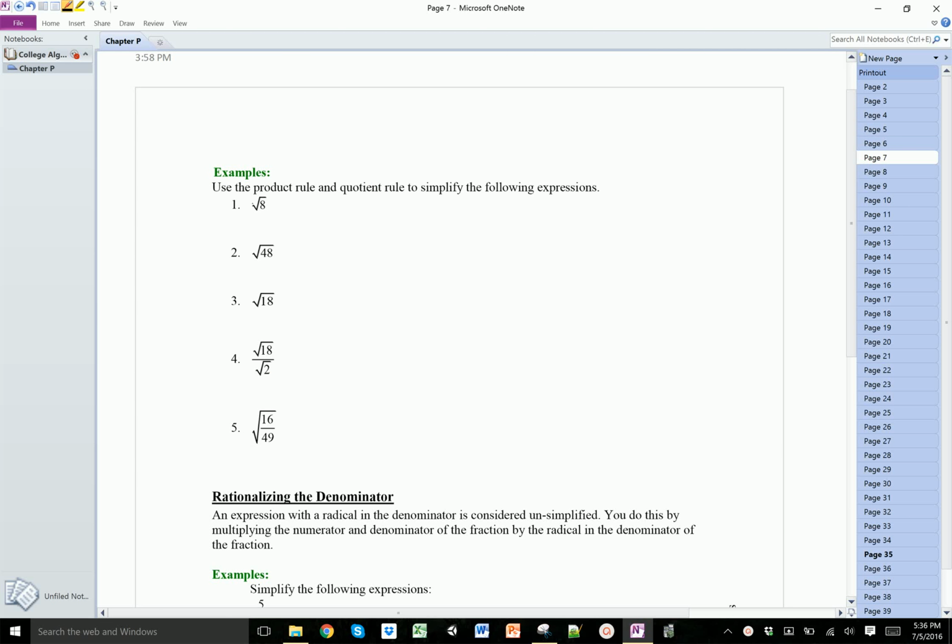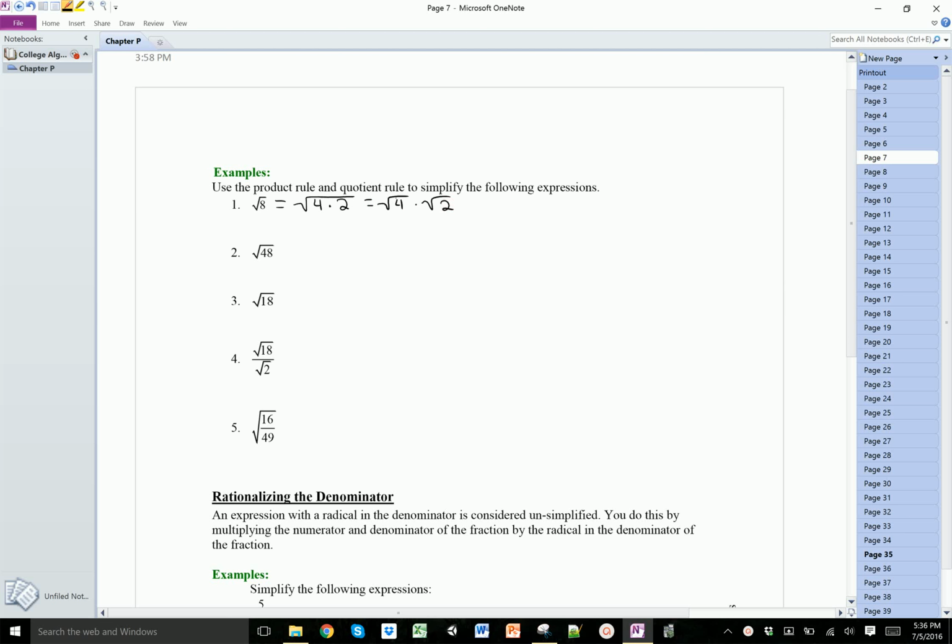If I want to simplify the square root of 8, the first thing I want to do is think of any perfect square factors that 8 is divisible by. So if you look at the list that I previously showed you, 8 is divisible by 4. So what I'm going to do is rewrite the square root of 8 as the square root of 4 times 2. The reason I did this is the product rule tells me if I have two numbers being multiplied by each other within the radicand, I can actually break this up into two separate square roots.